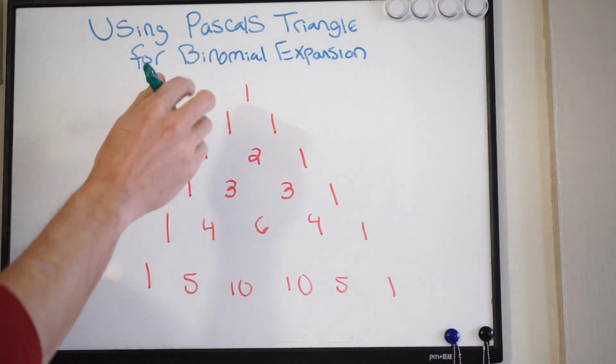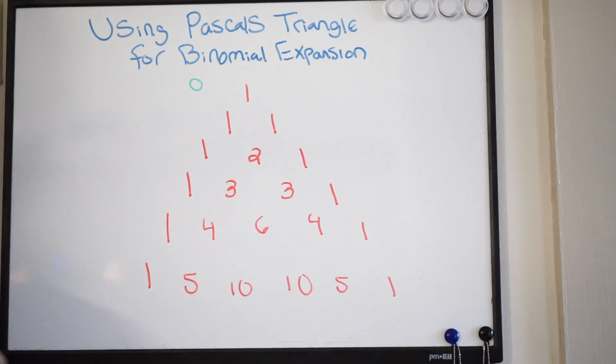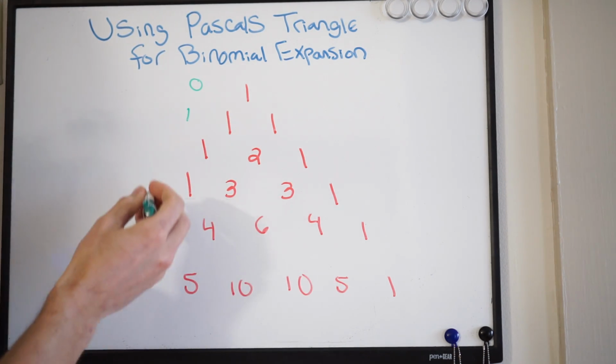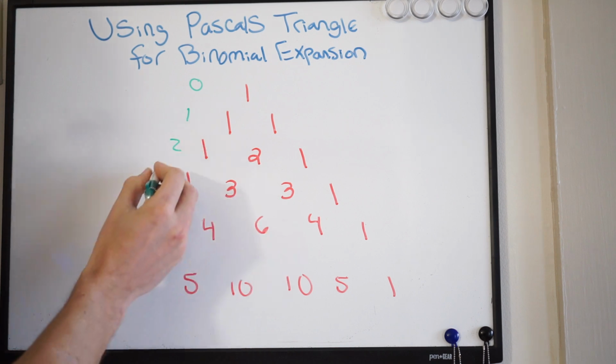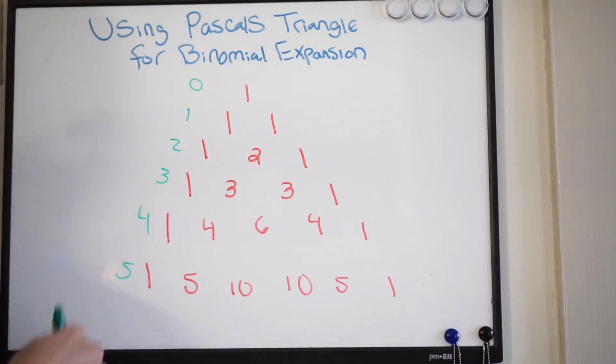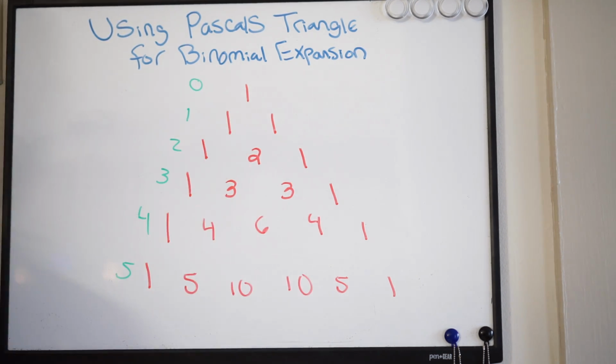And what each one of these rows means pertains to a degree. So for example, the first row is when you have a degree of 0, or an exponent of 0. The second row is when you have an exponent of 1, or degree of 1. Okay, third row, degree of 2, 3, 4, 5, and so on. So you're going to want to know how to create this triangle, and you're going to want to keep it on hand when you're expanding binomials.